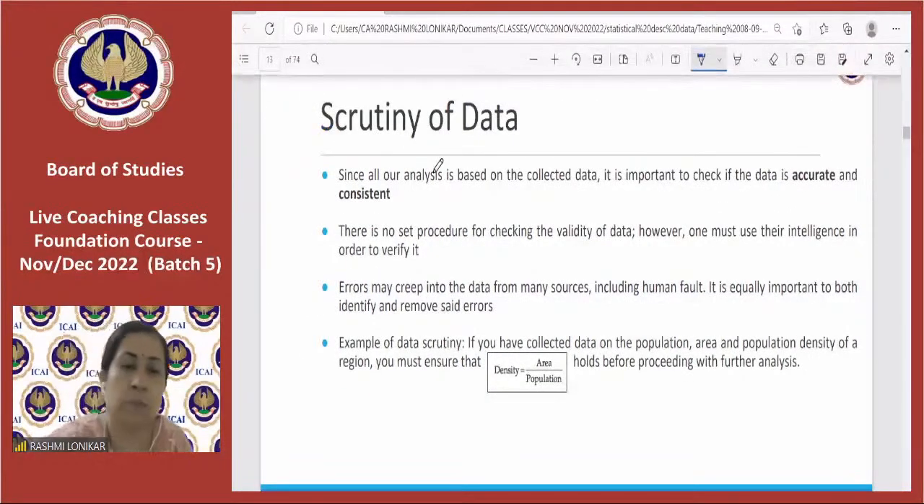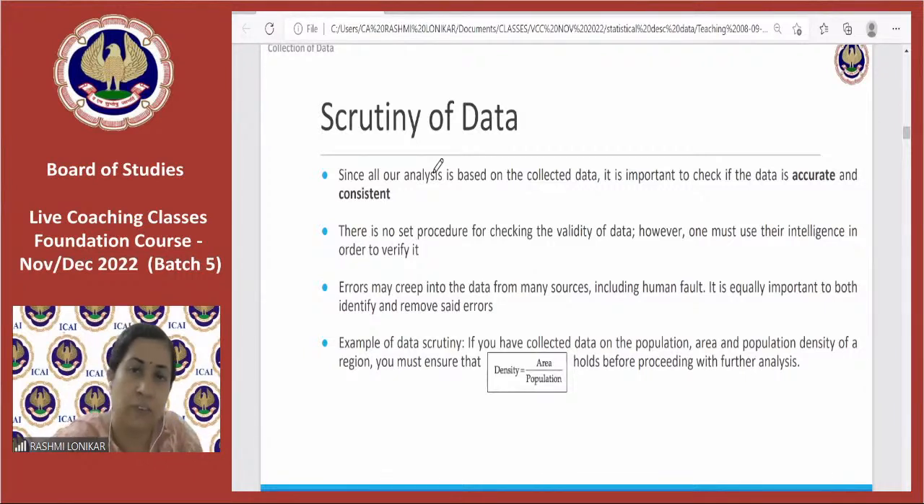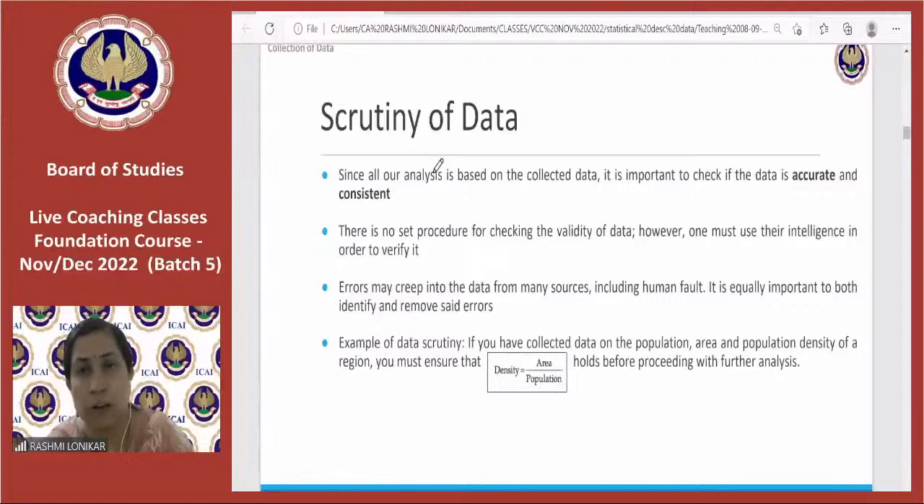A very important aspect of data is the scrutiny of data. When I'm collecting the data, I may make an error. It may be human error. So I want to minimize that. For that, whenever I collect data, I have to check its accuracy and consistency. That is known as scrutiny of data. There is no set procedure that once you get the data, this is the method you have to follow. But as much as possible, you incorporate many things so that you are sure that the data collected is error-free.